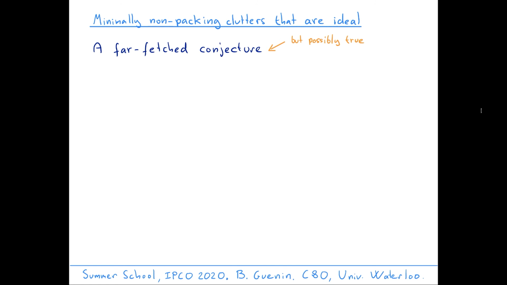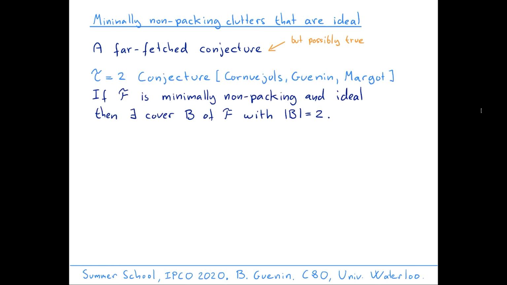So now we're going to look at minimally non-packing clutters that are ideal, and I want to discuss what seems like a far-fetched conjecture, but it's been around for a long time, and I think it's quite possible that it's actually true. So what does the conjecture say? It says that if you take a minimally non-packing clutter that is ideal, then you must have a cover of size 2. So let's look at an example.